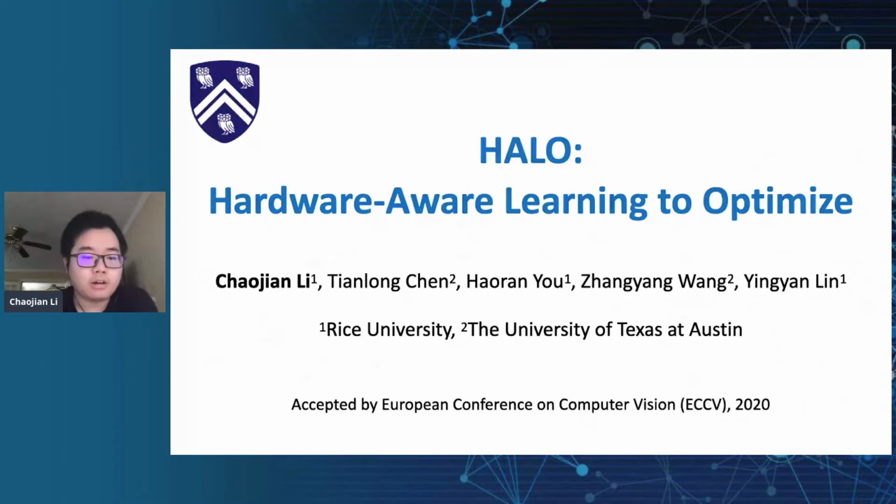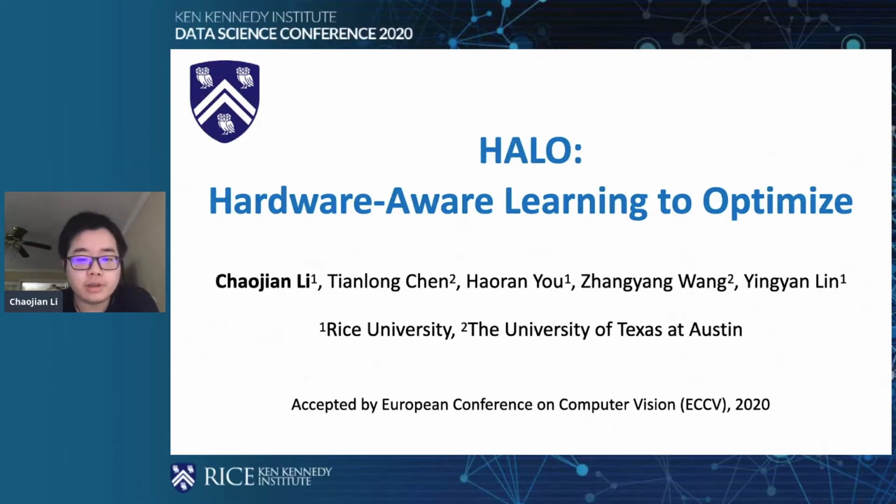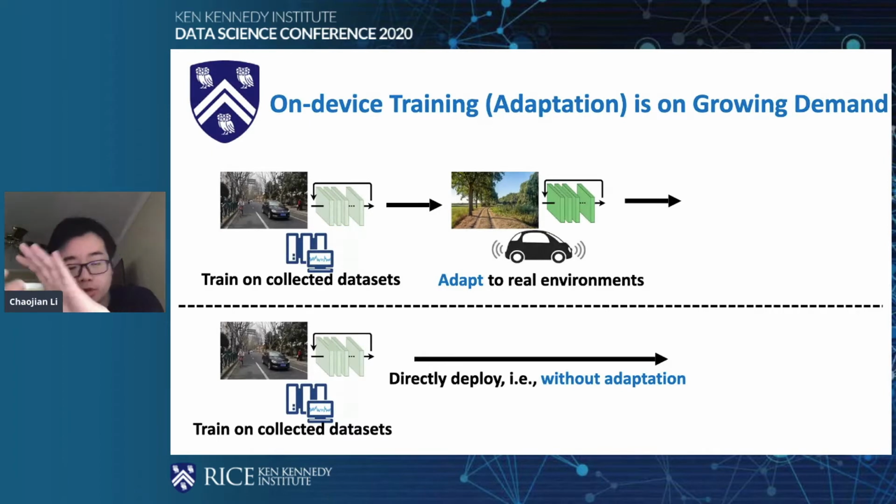Yes, thank you. Hello, everyone. I'm Chaojian from Rice University, and I'm glad to present our proposed hardware-aware learning to optimize. It has been accepted by ICCV this year. When we're talking about the motivation of this work, we have to come to the success of machine learning algorithms that has brought an explosive demand for embedded machine learning powered intelligence into IoT devices. For practical deployment, many of them require on-device training or adaptation for enabling them to continuously learn from new data and adapt to new environments, which is an ongoing demand.